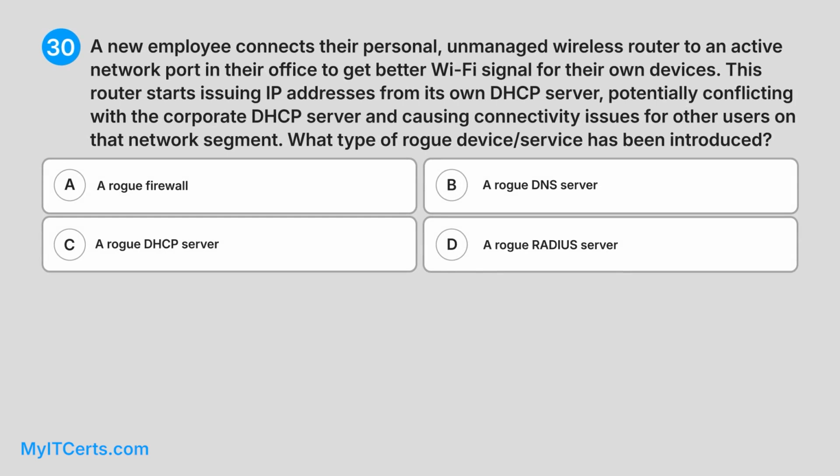30. A new employee connects their personal, unmanaged wireless router to an active network port in their office to get better Wi-Fi signal for their own devices. This router starts issuing IP addresses from its own DHCP server, potentially conflicting with the corporate DHCP server and causing connectivity issues for other users on that network segment. What type of rogue device or service has been introduced? A. A rogue firewall. B. A rogue DNS server. C. A rogue DHCP server. D. A rogue radius server.